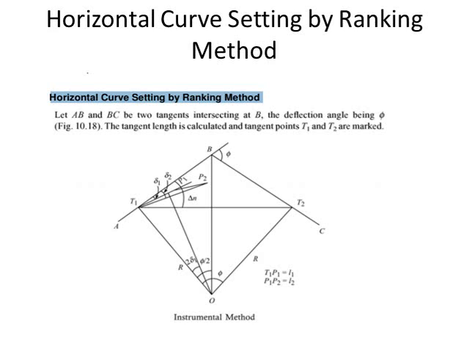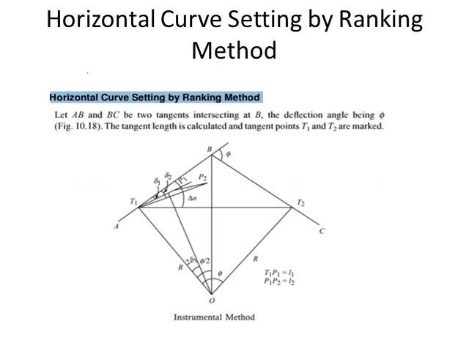By knowing the distances BT1 and BT2, we can come in the backward direction towards point A to calculate the chainage of T1. So the chainage of T1 is calculated as the chainage of B minus BT1, that is R tan phi by 2. We can calculate the chainage of T1. To the chainage of T1, we can add the length of curve T1 T2, so that we reach the point T2 and the chainage of T2 is calculated.